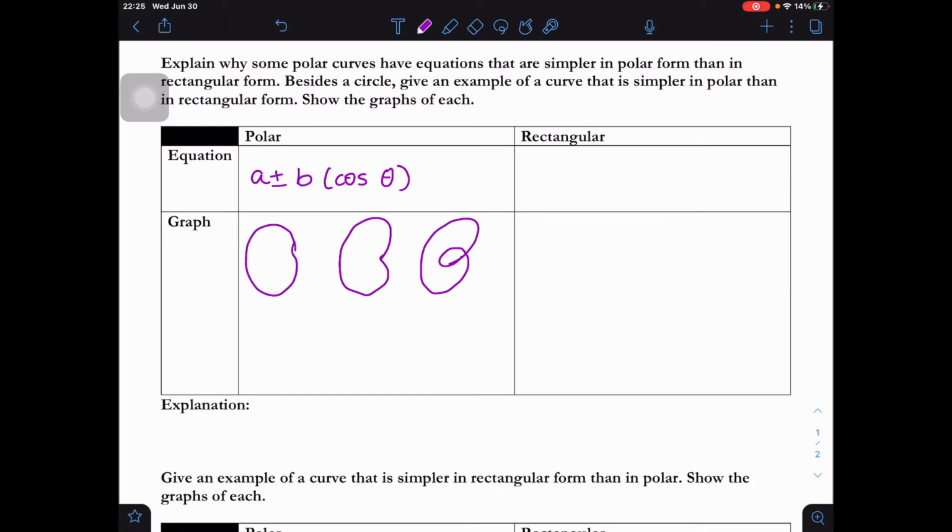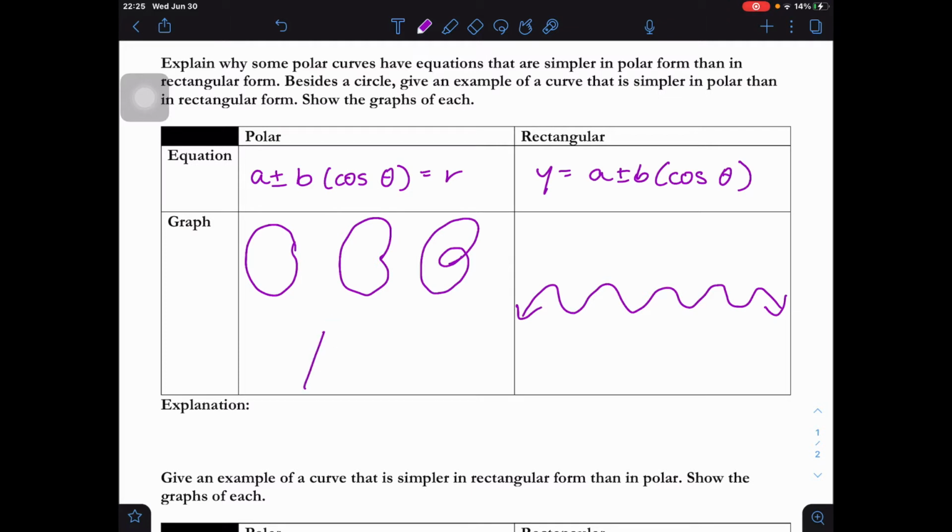Meanwhile, let's have that equal to r right here. And in rectangular, it would be equal to y. So y is equal to a plus or minus b times cosine of theta. And there, we would end up having it look something like this, and it would go on forever. So that's why the polar one over here is simpler, because this is just one thing. It's not an infinite thing. It's in one place.